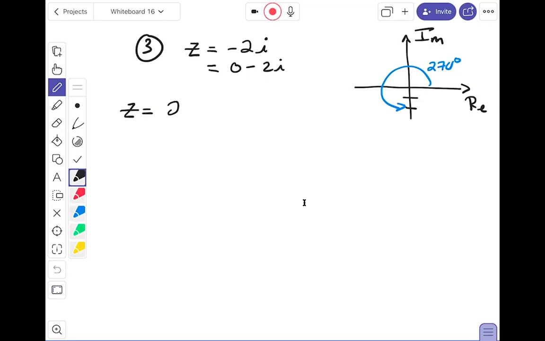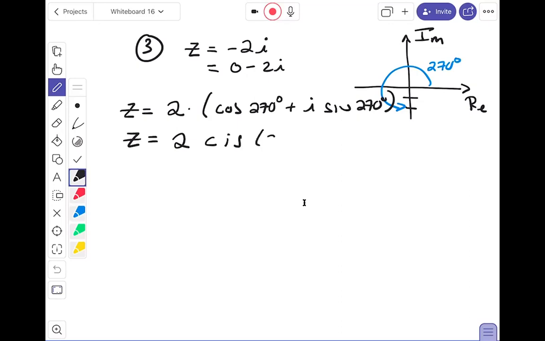So I'm going to write down z equals, the r is 2, times cosine 270 degrees plus i sine 270 degrees, right? There's an easier way of writing this down, 2 CIS 270 degrees. You don't have to do that, by the way. I'm not claiming that's the answer. I'm just claiming it's going to help me answer the question. Now, what does CIS stand for? Cosine 270 plus i times sine 270. Fairly simple.